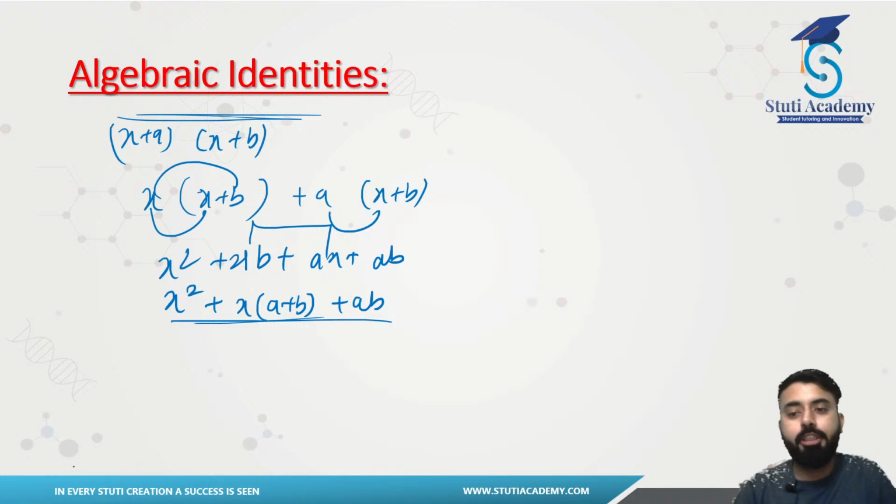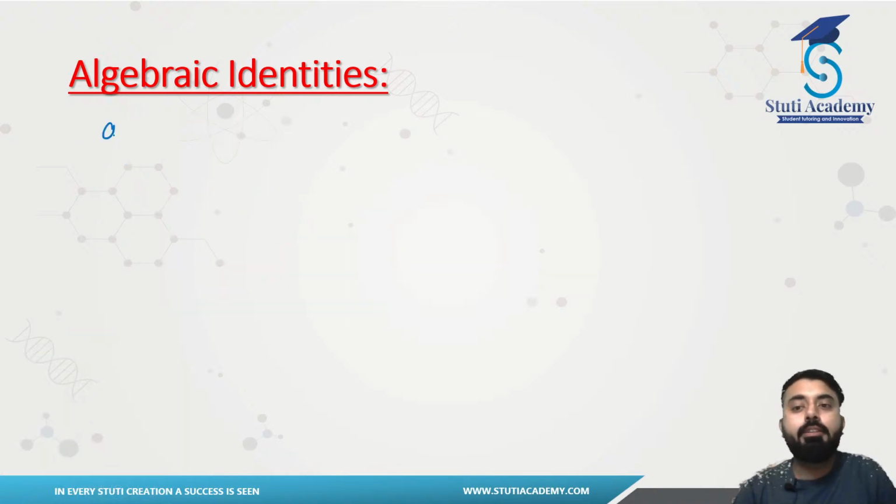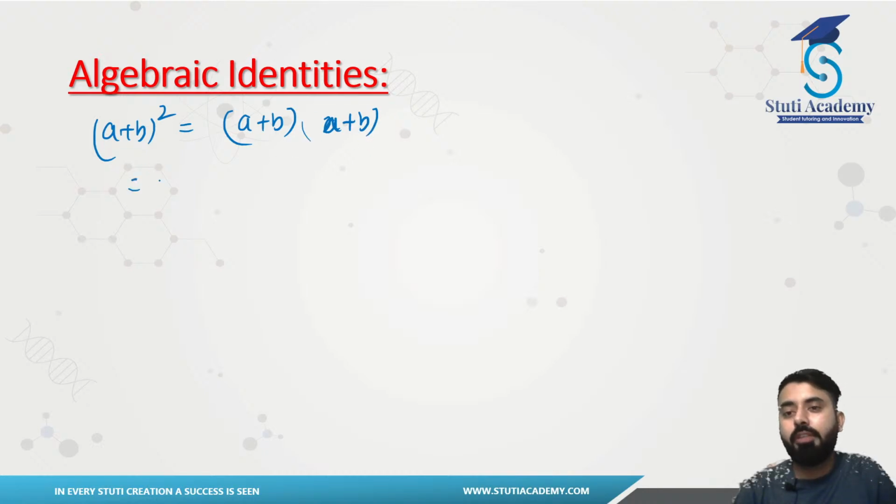So that is the whole point here. Our first identity is (a plus b) whole square. This is actually (a plus b) into (a plus b), so you can easily multiply them and solve. It will be a square plus b square plus 2ab.